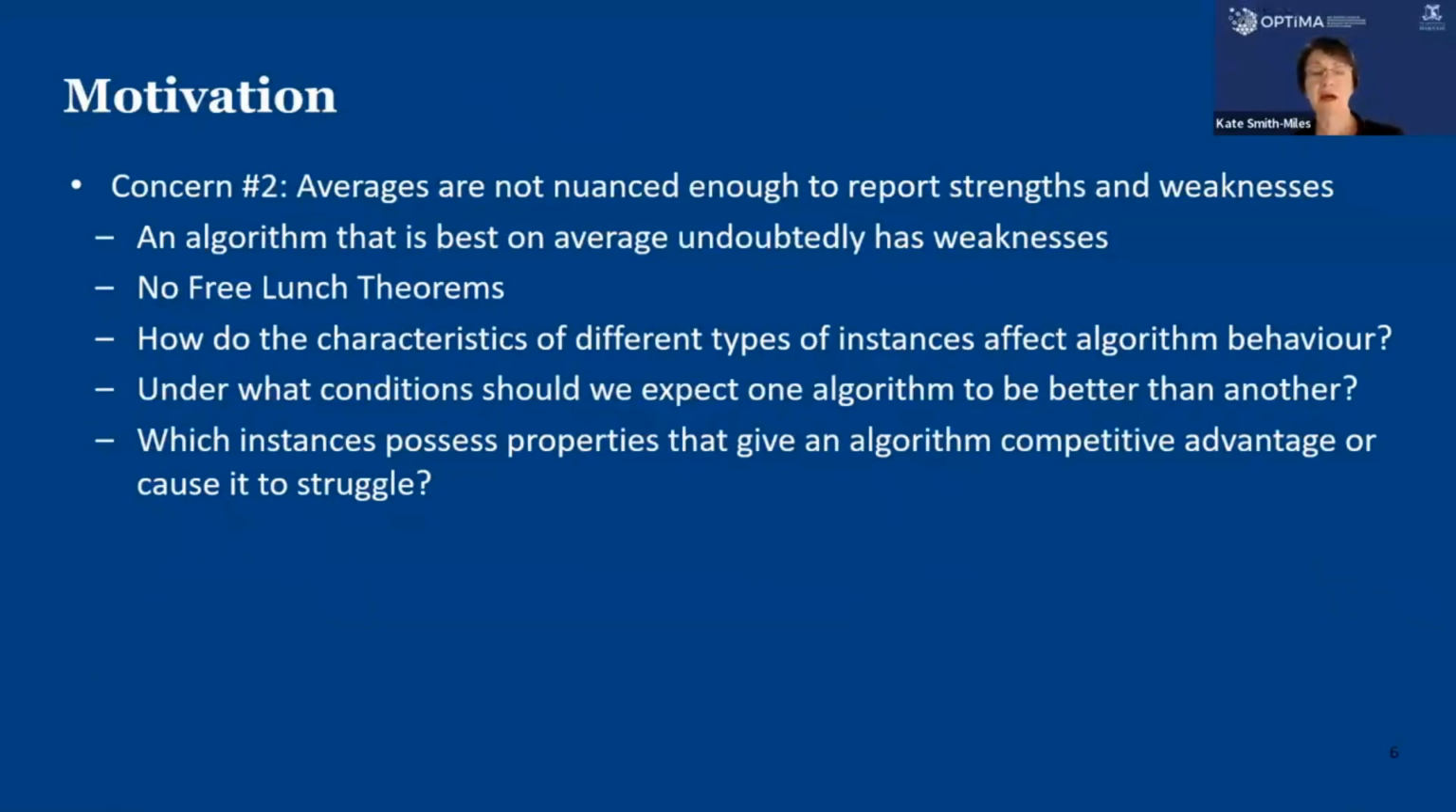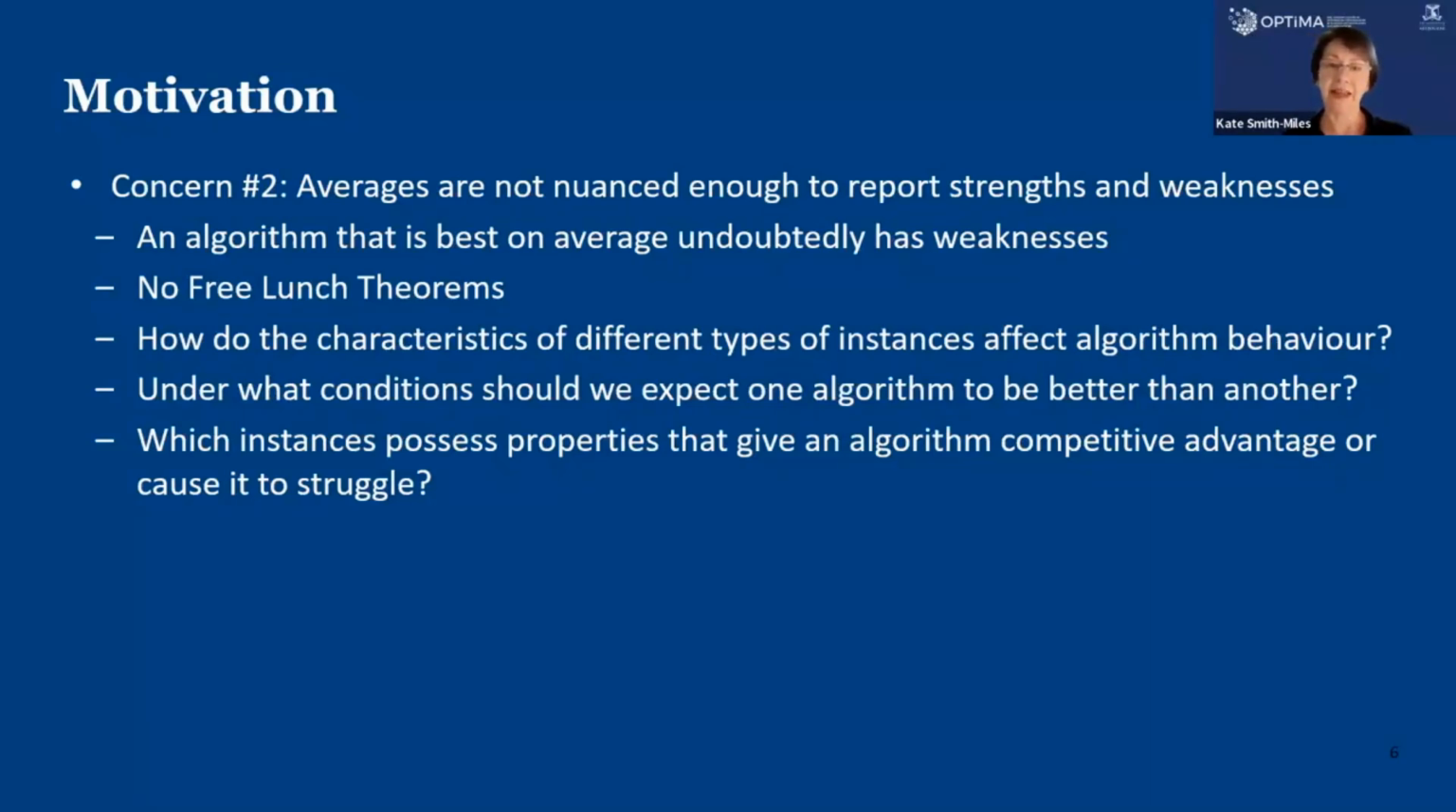The second concern with standard practice is on the other side. It's looking at the algorithm behavior and just averaging performance. It's not nuanced enough. Just because an algorithm is best on average doesn't mean it doesn't have weaknesses. The no free lunch theorems suggest that every algorithm has some weaknesses. If you really comprehensively have the most diverse space, they probably all average out to be quite similar. Some have strengths, some have weaknesses in different parts of the space. I'll talk about the space in a minute.